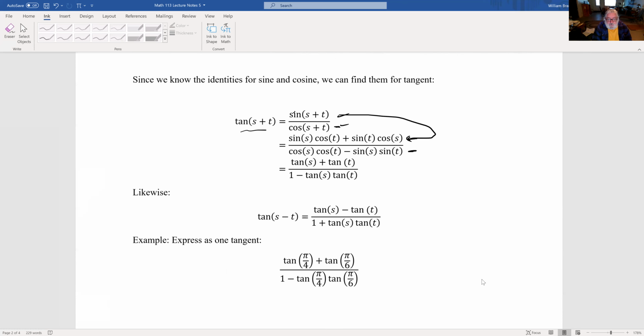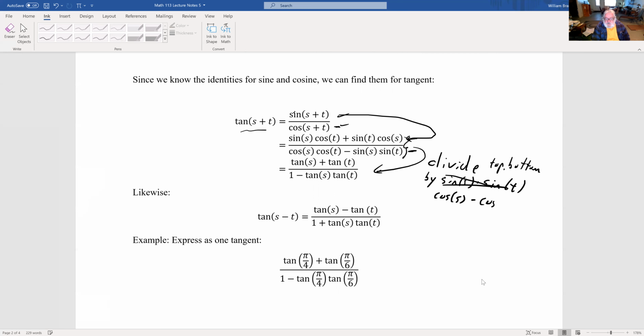How did I get from this formula to this formula? Divide top and bottom by sine s times sine t, right? And that'll leave you with a cosine t, no, shoot, sorry. Don't want to divide by that. I want to divide by cosine s times cosine t. And then if you divide this by cosine s times cosine t, the cosine t's cancel out. You're left with sine s over cosine s. So there's our formula for tangent of s plus t, and tangent of s minus t.